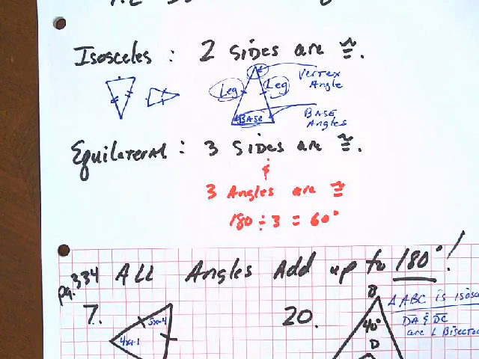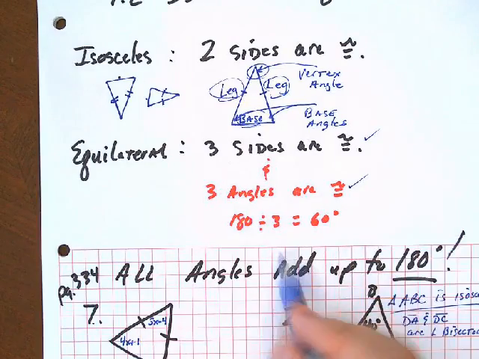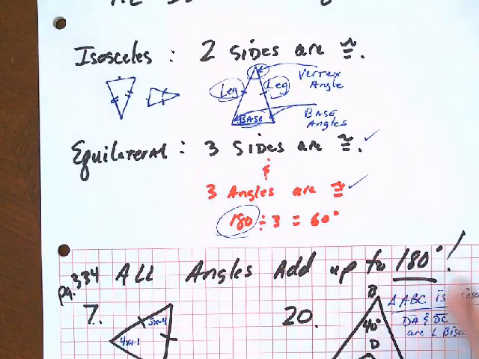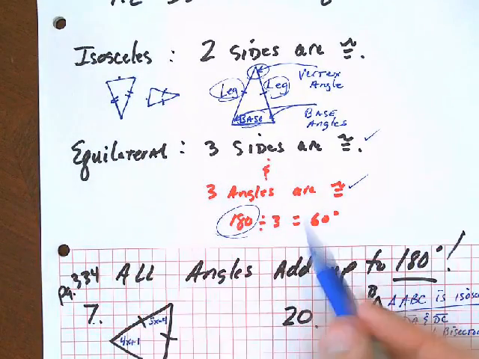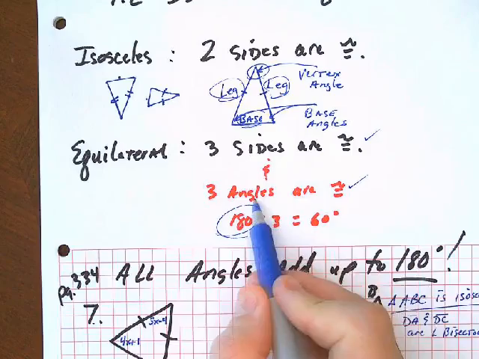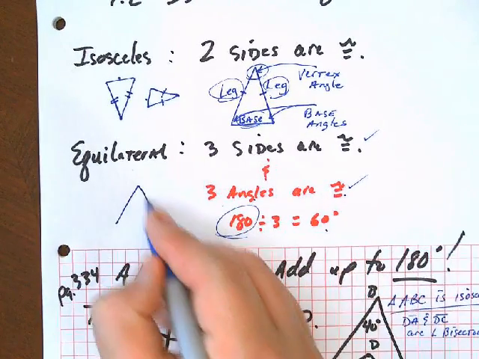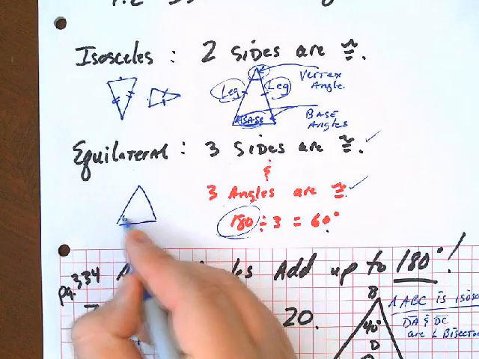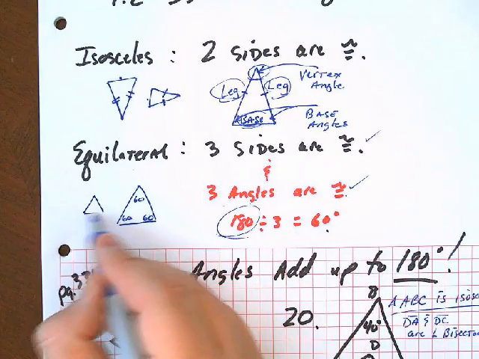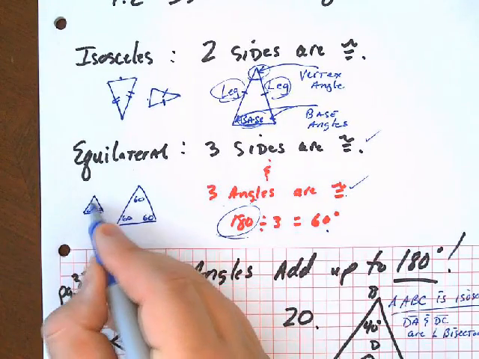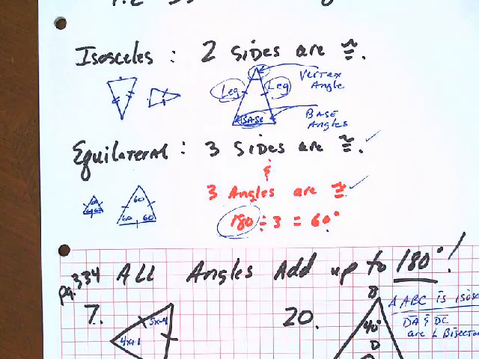Okay, what about an equilateral triangle? Three sides are congruent and three angles are congruent. We know that the angles always add up to 180 degrees, no matter if it's an isosceles or an equilateral triangle. So in an equilateral triangle, each angle is congruent, which means each angle is 60. In the example we talked about, remember, it does not matter how long the sides are. All three sides and angles would be the same.